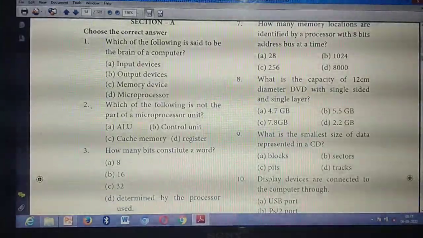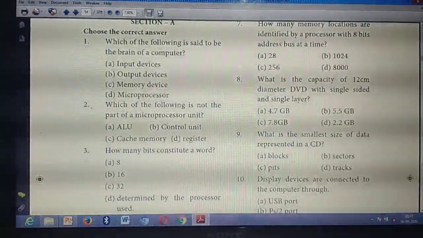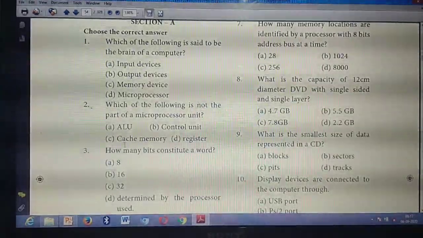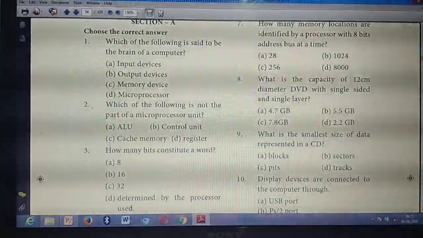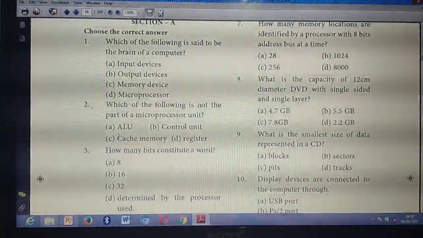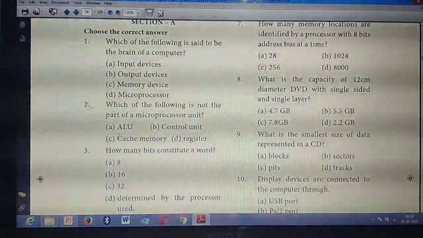Second question. Which of the following is not a part of microprocessor unit? Option C, cache memory. The second question answer is option C, cache memory.